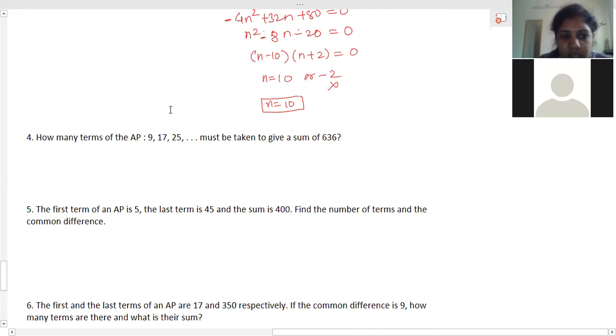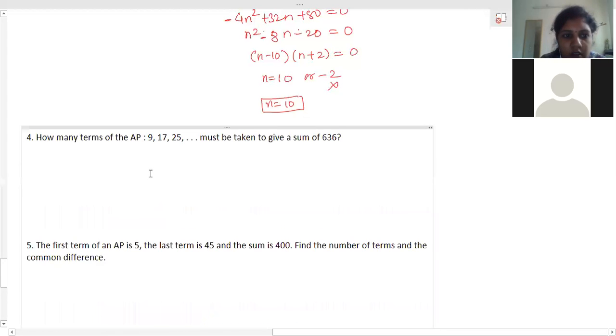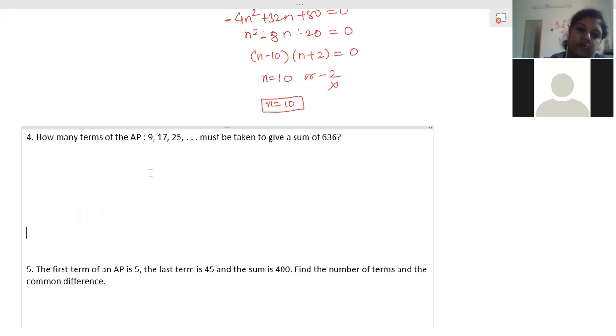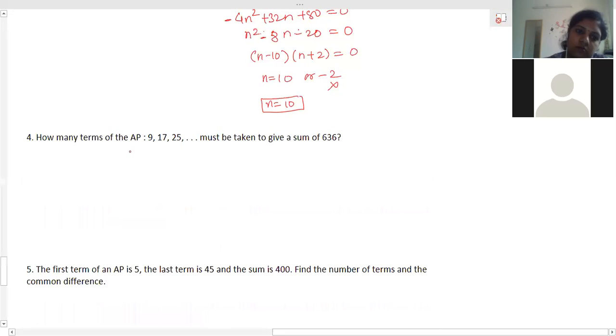How many terms of the AP 9, 17, 25 must be taken to give a sum of 636? Can you solve, or should I solve it? You have to calculate n. Again, you will get a quadratic equation. a is equal to 9, d is 17 minus 9, that is 8. Sn is given as 636. So Sn is equal to n by 2.